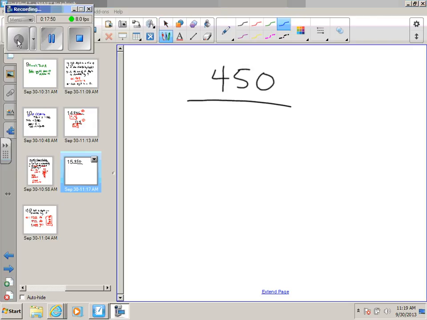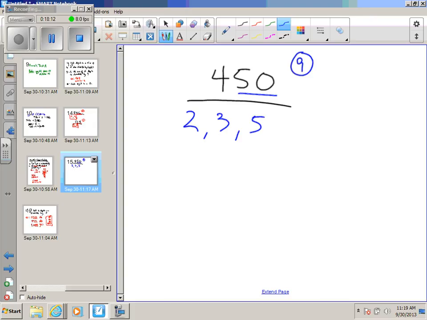Divisible by 2. It's an even number. Sum of the digits. 4 plus 5 plus 0 is 9, divisible by 3. Is 50 divisible by 4? No. 48? No. 5 or 0? Yeah. So 5. How about 6? Is it divisible by 2 and 3? Yes, and 6. How about 9? 9 divided by 9? And is it divisible by 10? So all of those: 2, 3, 5, 6, 9, and 10.